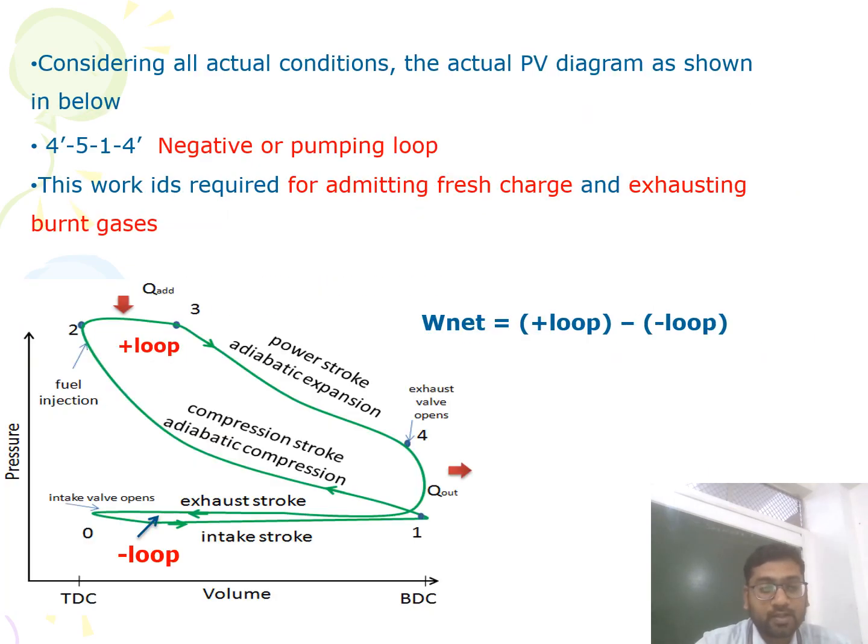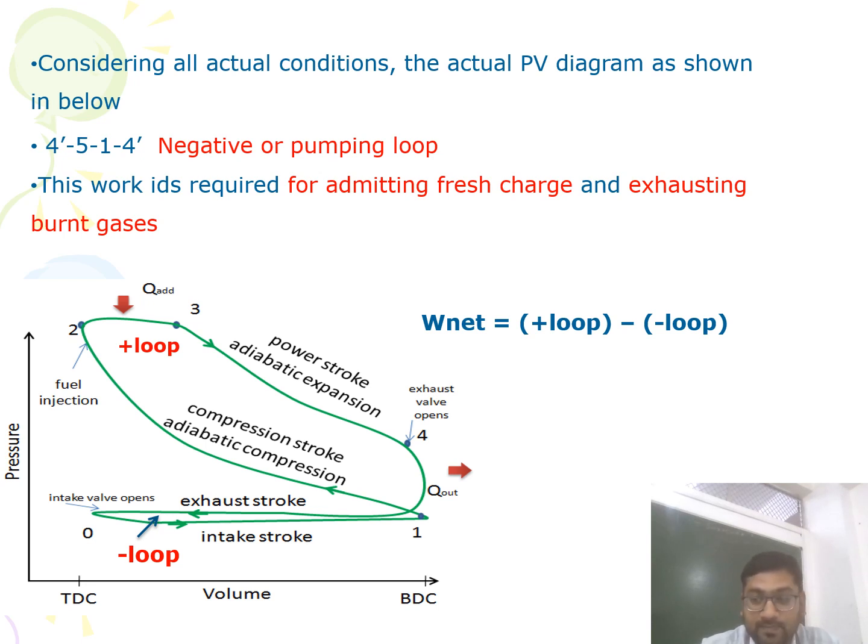So here is the actual PV diagram of this four-stroke diesel engine, as you can see in this slide. In the theoretical PV diagram we plotted only one loop, in the clockwise direction. Here, as you can see in this slide, there are two loops, or two cycles, created: the upper one and the lower one.